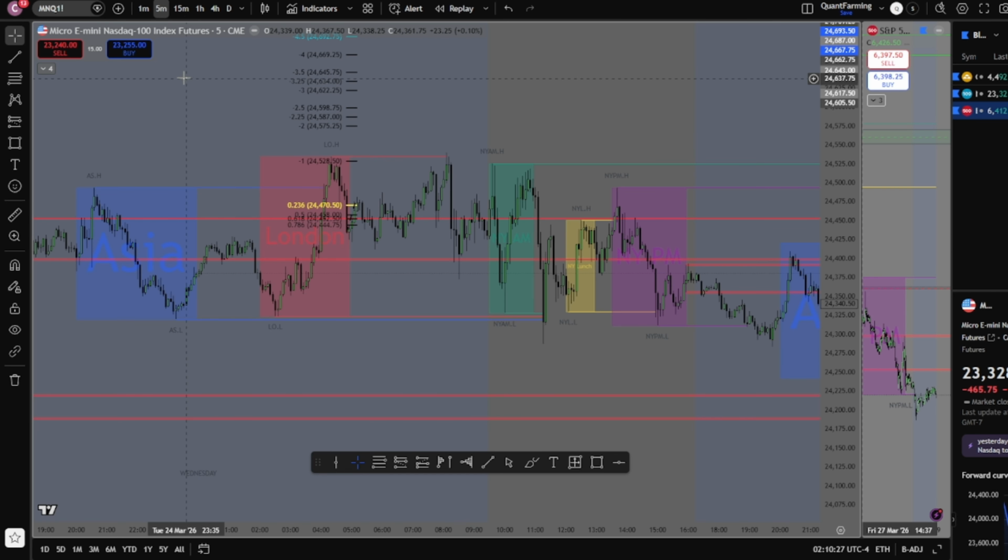We had this pre-session manipulation, which I would take my Fibonacci tool and mark out the wick to body.